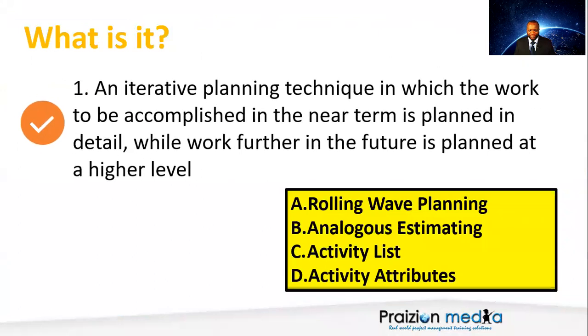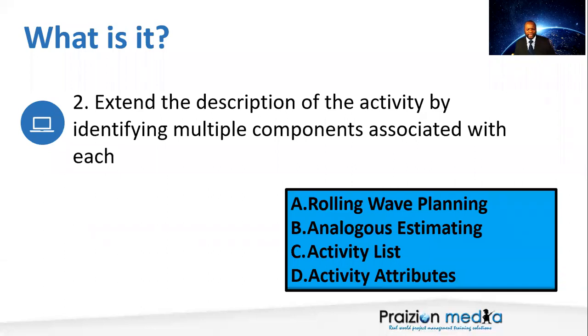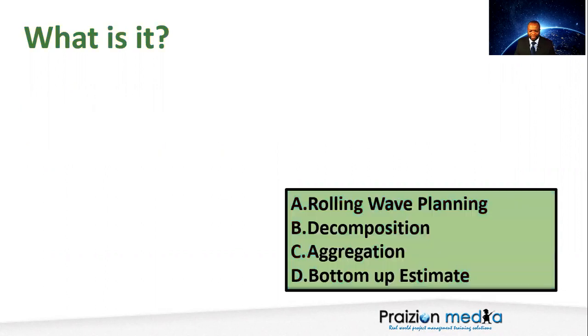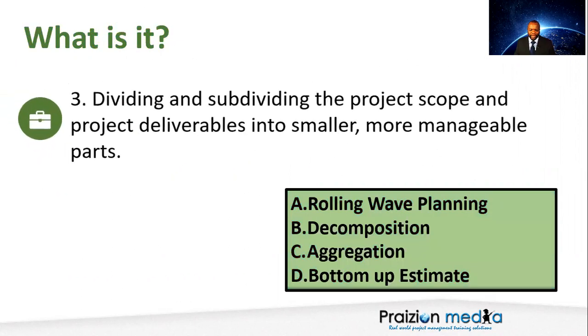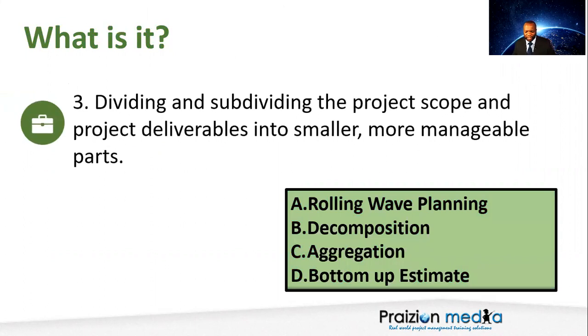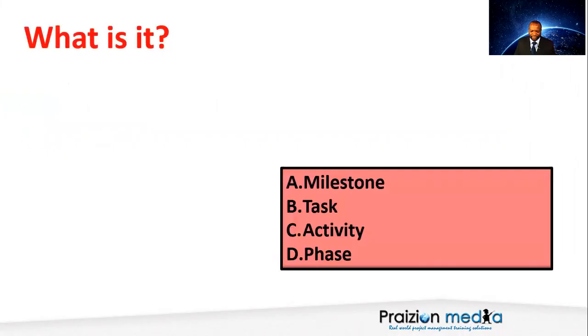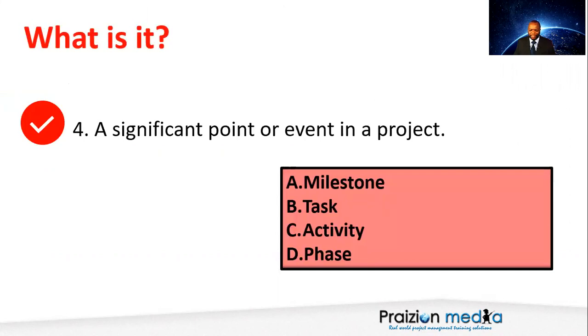So the very first question, an iterative planning technique. The answer to that is rolling wave planning. And I gave you a bunch of other questions. I asked you about extending the description of the activity. What's that? It's activity attributes. Third question, dividing and subdividing the project scope and project deliverables into smaller, more manageable parts. That is decomposition. And 4, wait a minute, that's an item of interest right there.